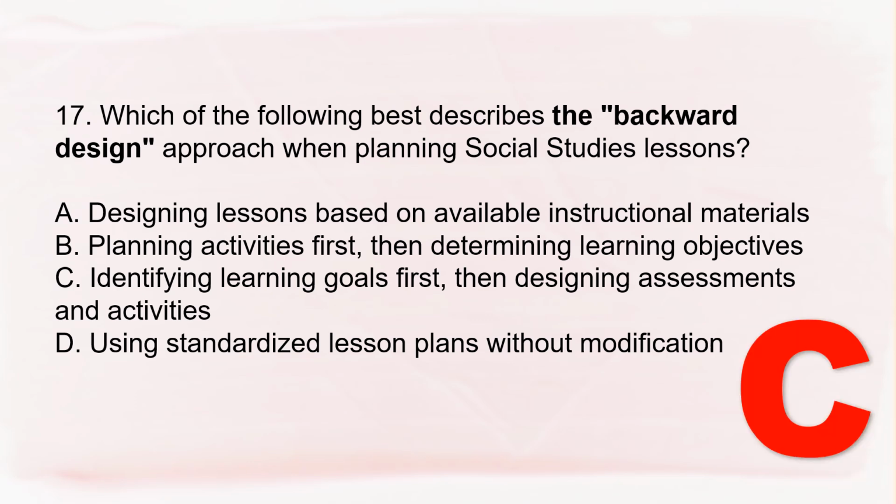Okay, the best answer is letter C. Backward design starts with learning objectives, then moves to assessment, and finally to lesson planning. So this ensures alignment between teaching and learning outcomes. Letter C is the best answer. Let's discuss the wrong choices.